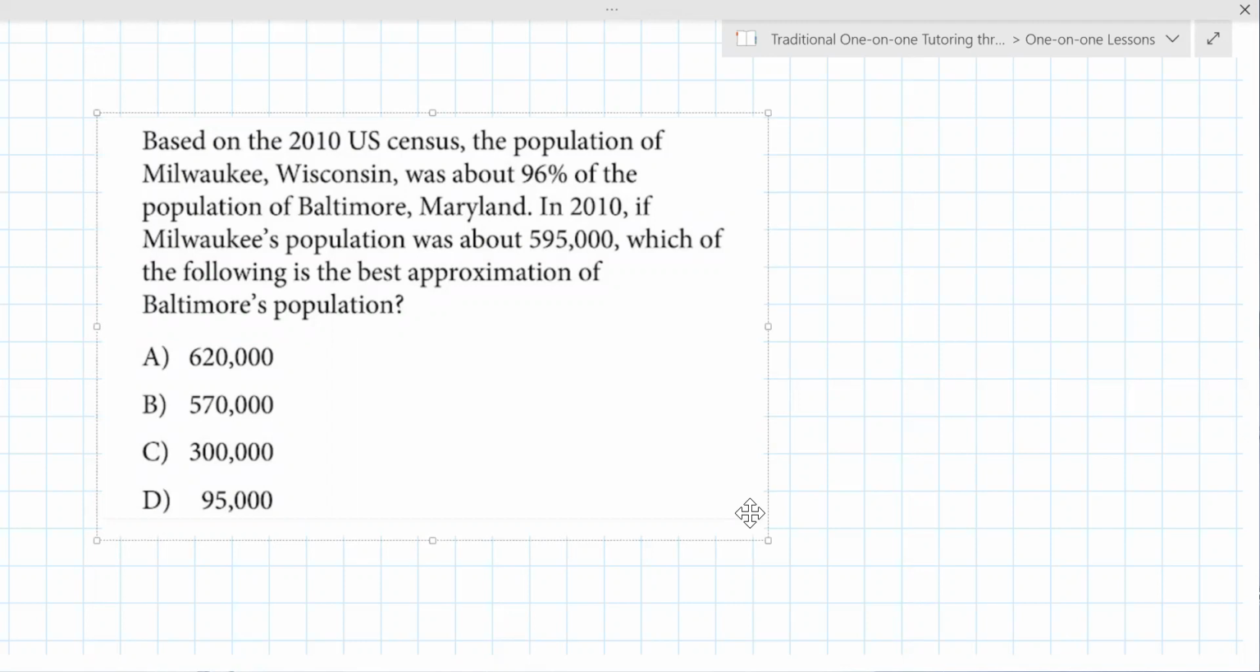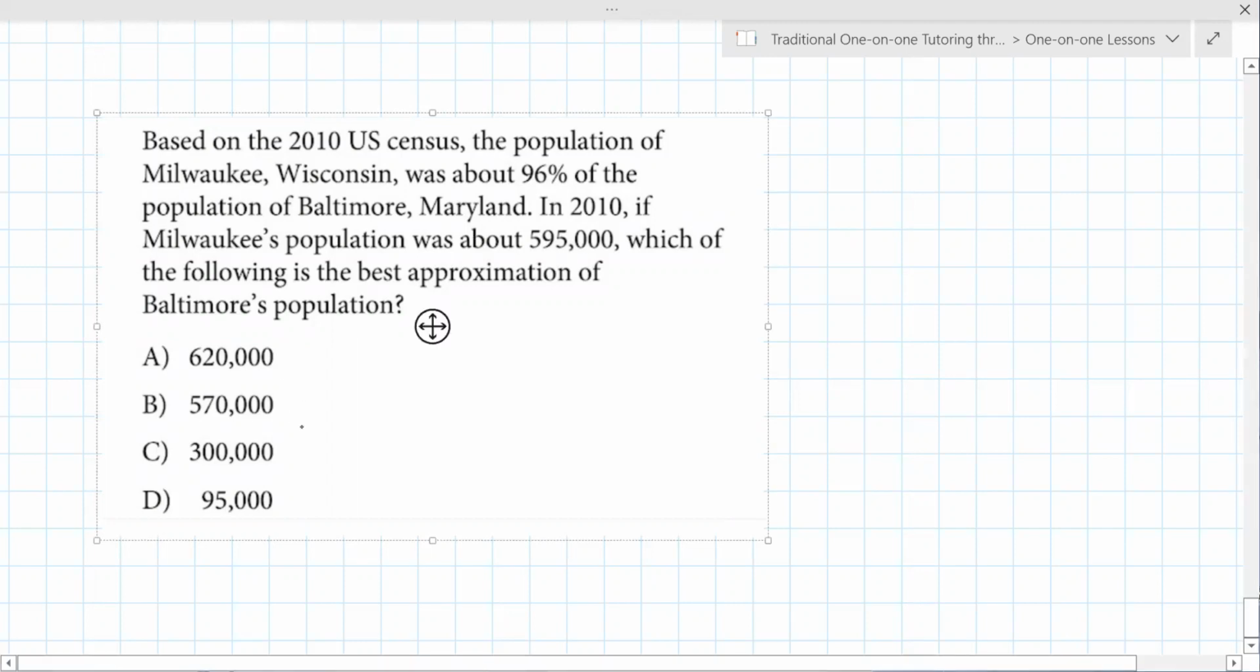I'll project so you understand what I'm thinking. It's definitely not 95,000 because that's not anywhere close to 595,000. We only need 96%. And it's definitely not 300,000 because that's just over 50%. And 620,000 is above 100%. So it'd be B, right? So your answer is B. And I like how you logic that out.